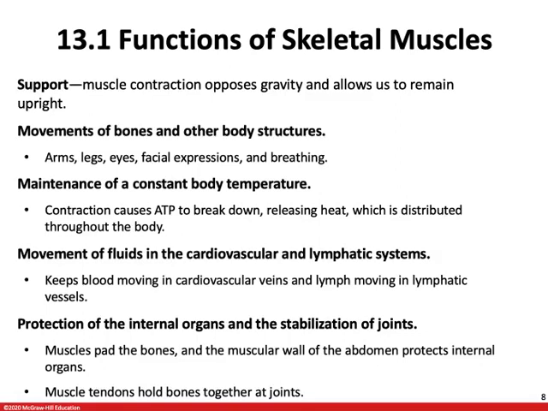As we mentioned earlier, a very important function of the skeletal system would be the movement of fluids in the cardiovascular and lymphatic systems. It helps keep blood moving in the cardiovascular veins and lymph moving in the lymphatic vessels. Also works as a protection of the internal organs and helps stabilize our joints. Muscles pad the bones, and the muscular wall of the abdomen protects those internal organs. Muscle tendons also help hold our bones together at joints. So not only does it have a protective layer, but it also has a stabilizing influence.